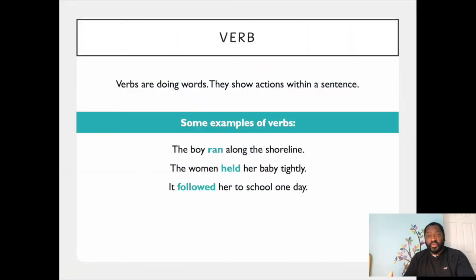Verbs. You all know what verbs are, but verbs are great examples of what can be used in writing. Verbs are doing words, and they show actions within a sentence. Verbs are used in poetry quite a lot to create a range of different effects. They are used to create more interesting sentences and to help describe what different people or objects are doing. An example of this could be: the boy ran, that's our verb, along the shoreline. The woman held her baby tightly. The verb in that sentence is held.